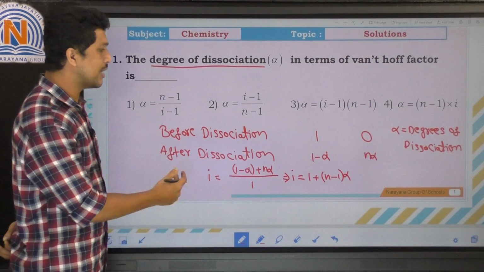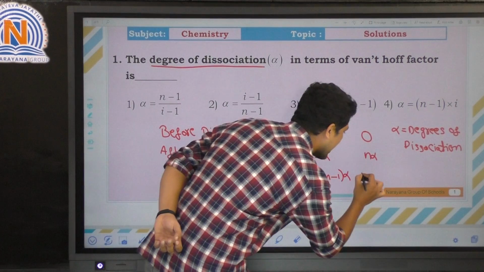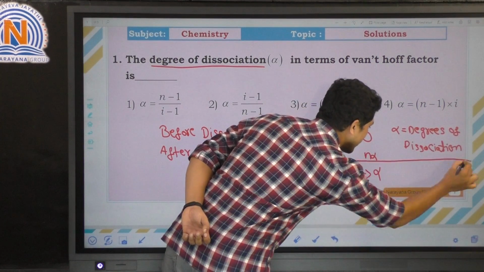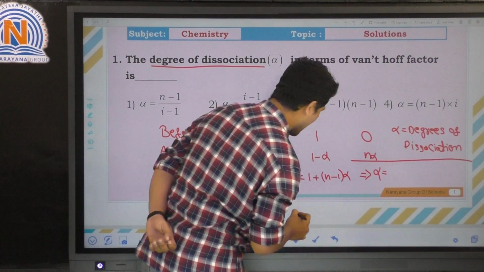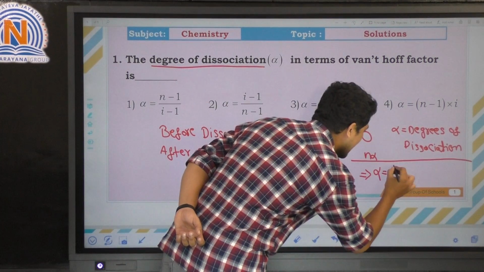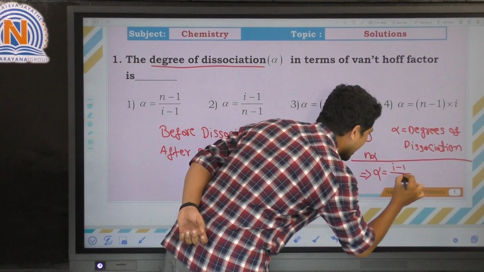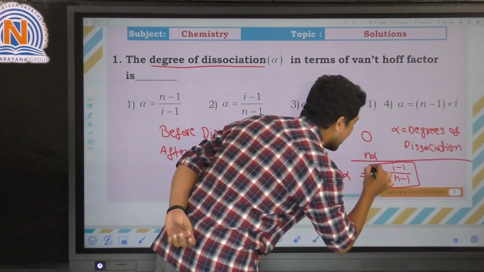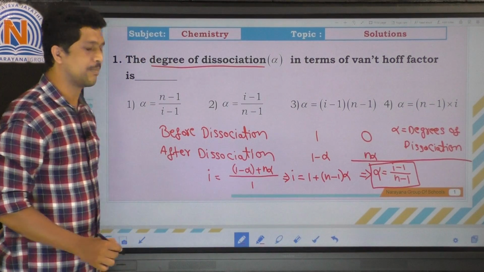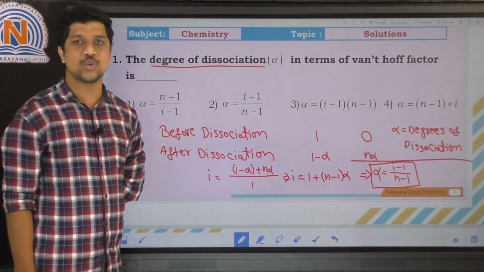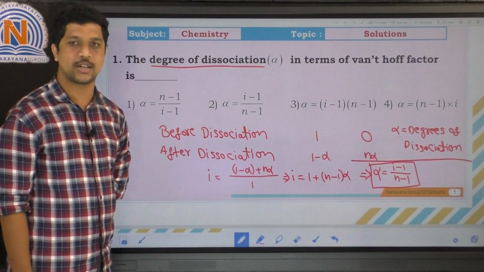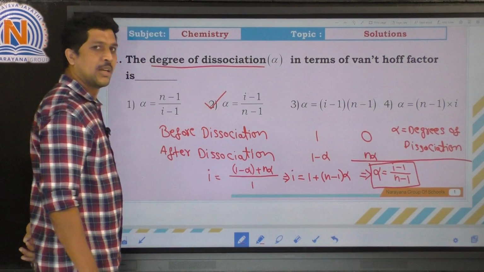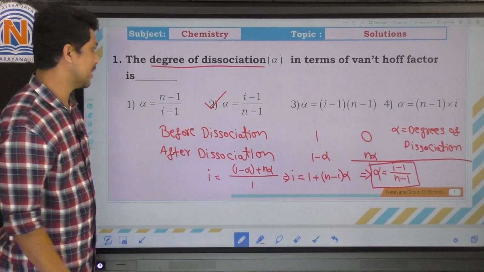Now find the degree of dissociation alpha: alpha equals I minus 1 divided by n minus 1. So this is the degree of dissociation in terms of van't Hoff factor. So the correct option is the second option. Clear? Let's move on to the next question.